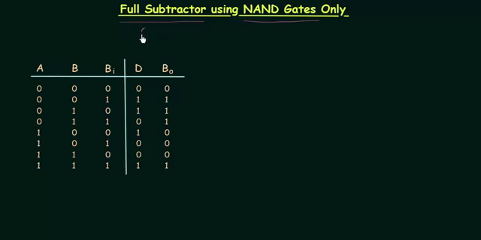Full subtractor is a combinational circuit. This means the output or outputs depends only on present input or inputs. This is the definition of combinational circuits. Full subtractor is also a combinational circuit. This means these two outputs depends only on A, B and BI.